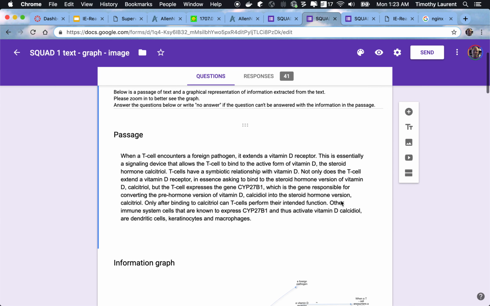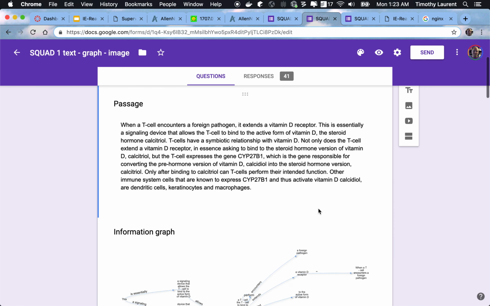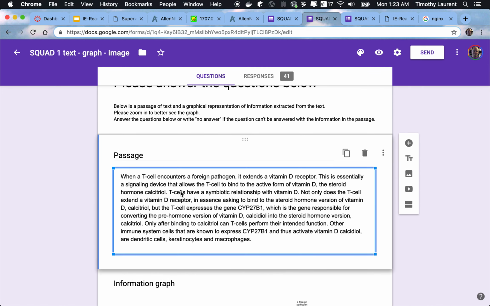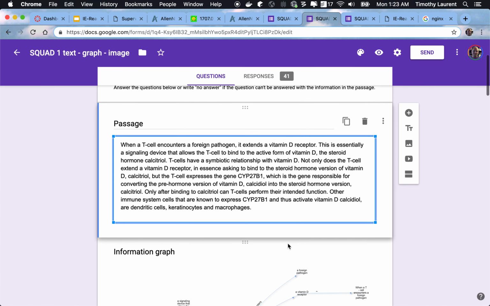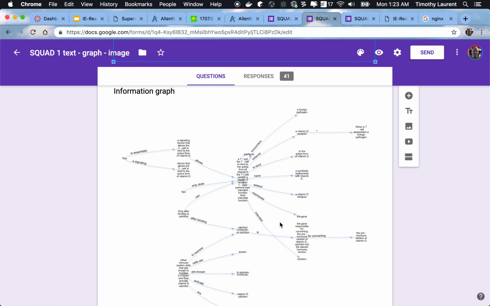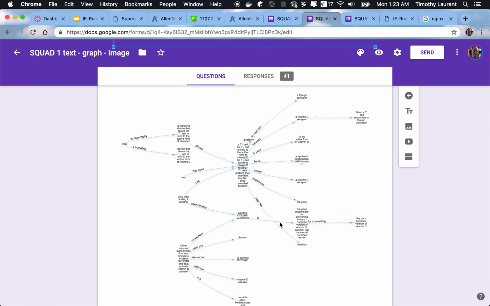So that was version 1 of the quiz. Here's version 2. It has the text, and this text is also an image, so you can't just select text from it. I noticed that was happening in a pilot study, so I turned it into an image just to make it a little bit more difficult.